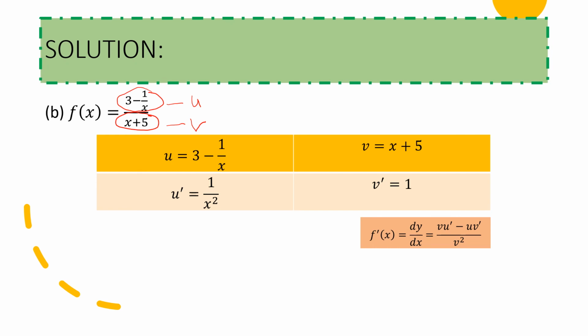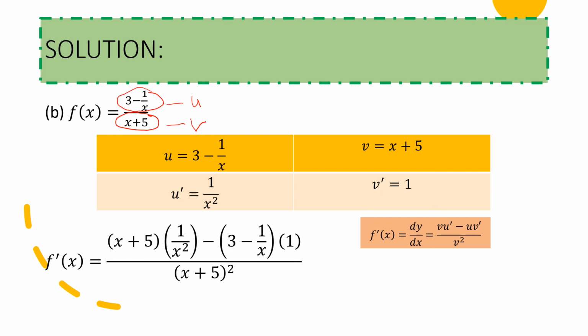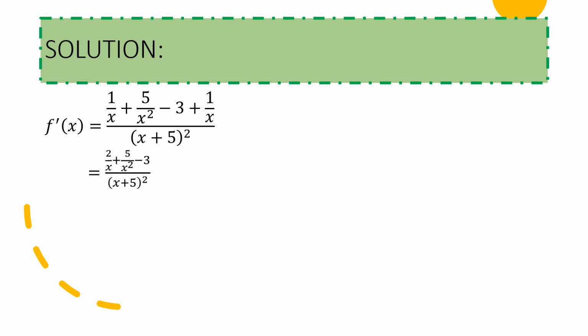So we substitute into the quotient rule. So f prime x equals vu prime minus uv prime over v squared. Try to expand. And then we need to equate the denominator, and then simplify it. So the answer is (2x plus 5 minus 3x squared) over x squared times (x plus 5) squared.